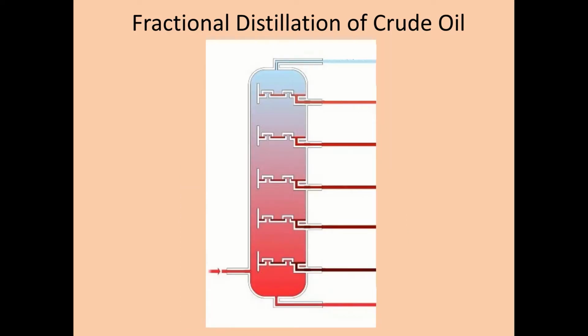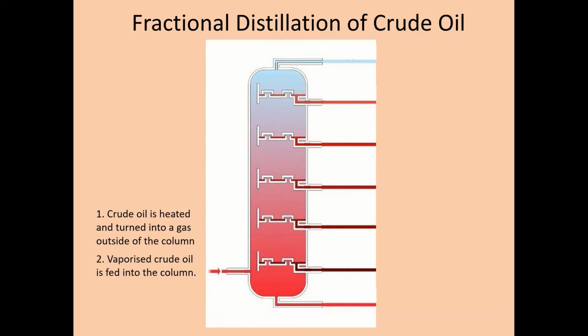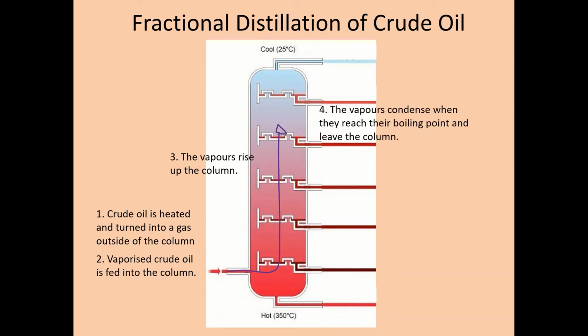Okay, so crude oil is heated to a high temperature at the beginning, which happens outside of the column, and it gets turned into a gas. This vaporized crude oil is then fed into the column, and the column is hotter at the bottom and it gets cooler as you go up. The vapors will rise up the column, as you can see here, and they will eventually condense when they reach their boiling point and are removed.